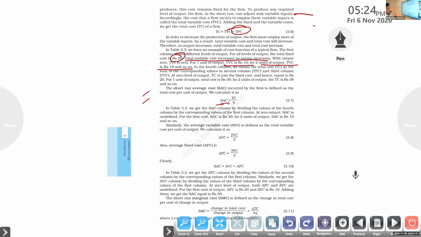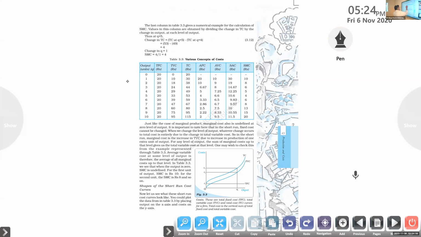So coming to the table. What we are going to discuss here? SAC is equal to TC by quantity, TC by Q. Come to the second row here. Output is 1. TFC is 20. TVC is 10. So TC is equal to 30. Then what is the SAC here?